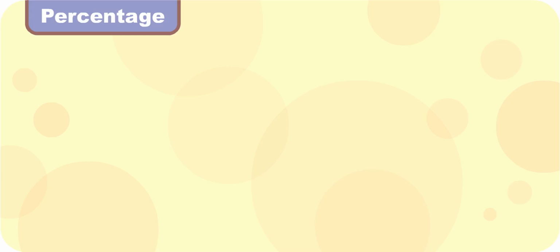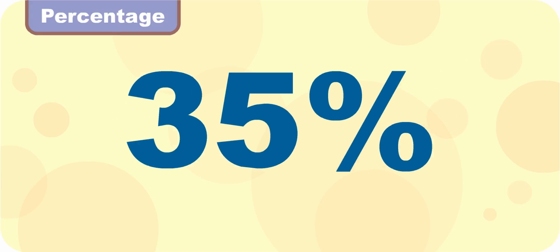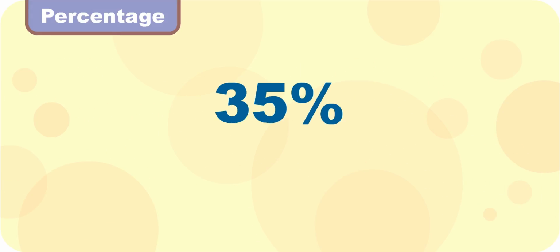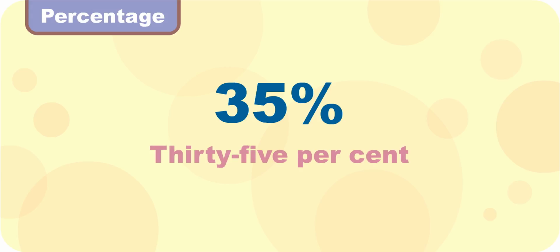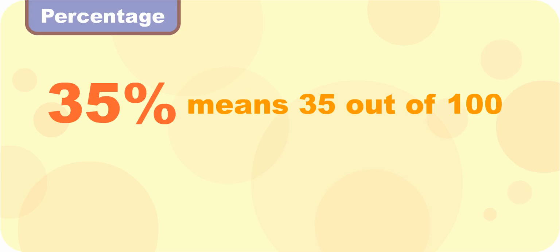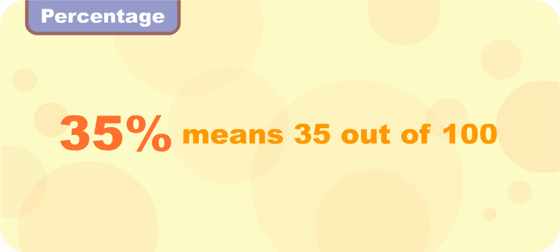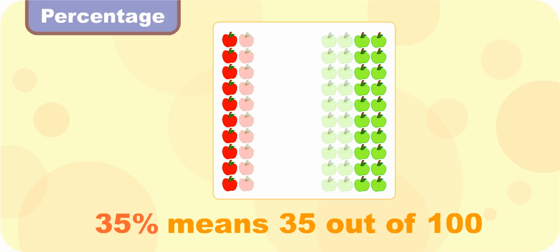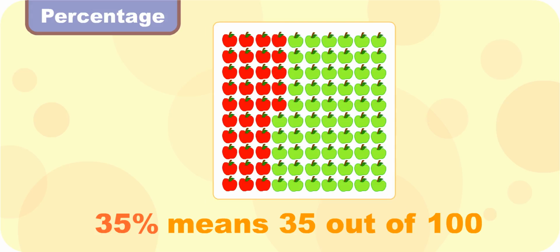Let me start with an example of a percentage. Here is a percentage and we read it as 35%. The symbol is written and read as percent. 35% means 35 out of 100. So if I have 100 apples here and 35 apples are red, I can say that 35% of the apples are red.